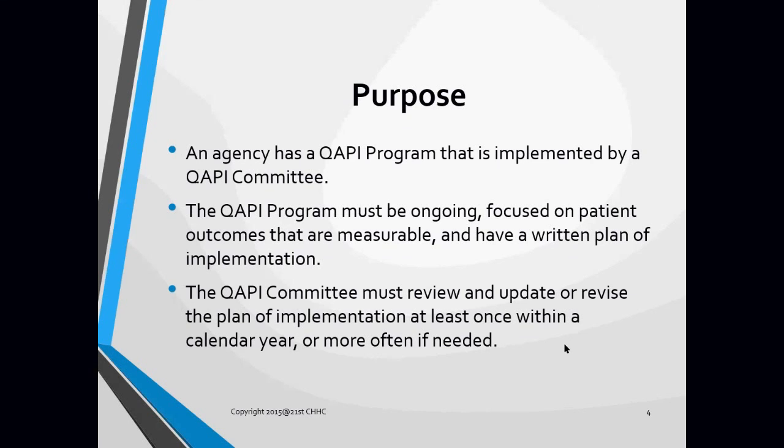Again, the program is focused on patient outcomes. We look at all the outcomes and we measure them against what our thresholds are that are acceptable. And then we also have a written plan of how we're going to implement that program. Every year, at least once a year, the QAPI committee looks at the plan for its effectiveness and implements or revises any changes that need to happen.